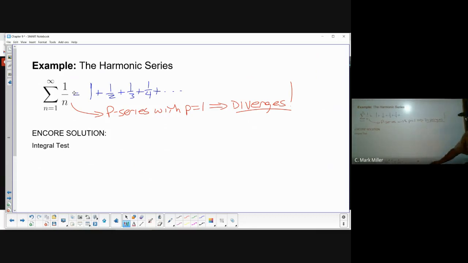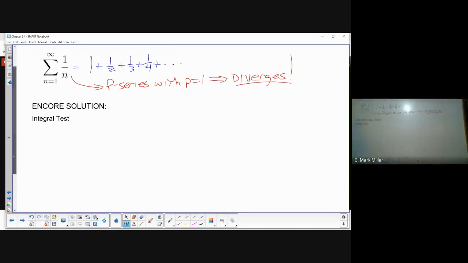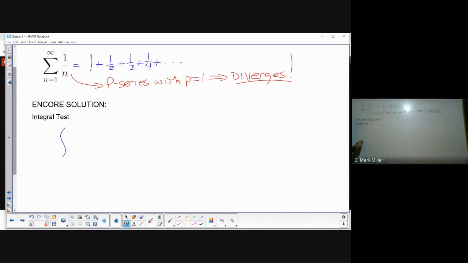Now let's do it using the integral test. The integral test says we look at the integral from 1 to infinity of 1 over n. Let's do 1 over x. We've got a problem, Houston. We have a problem.